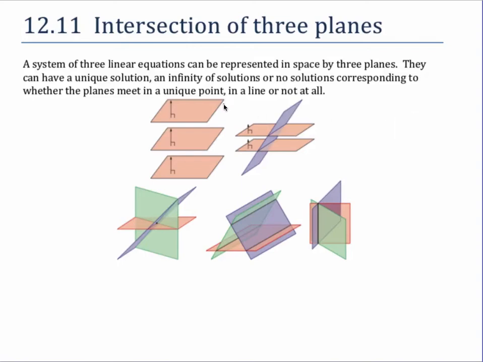Hello, this is Mr. Collier, and today we're looking at the intersection of three planes. Okay, so these are the different possibilities. You could have them all parallel to each other. Then, of course, there's no solution because they don't intersect at all.